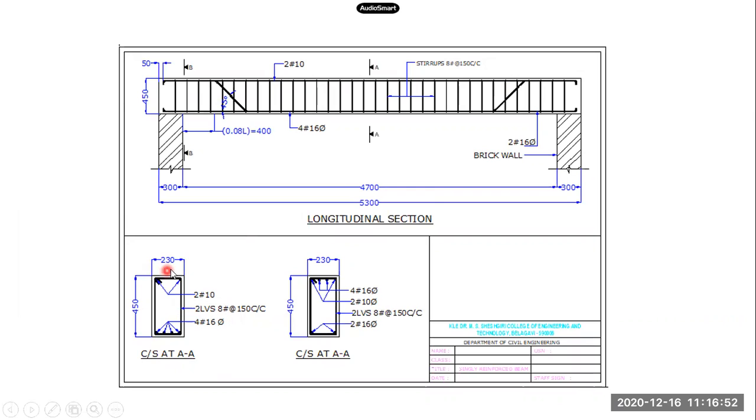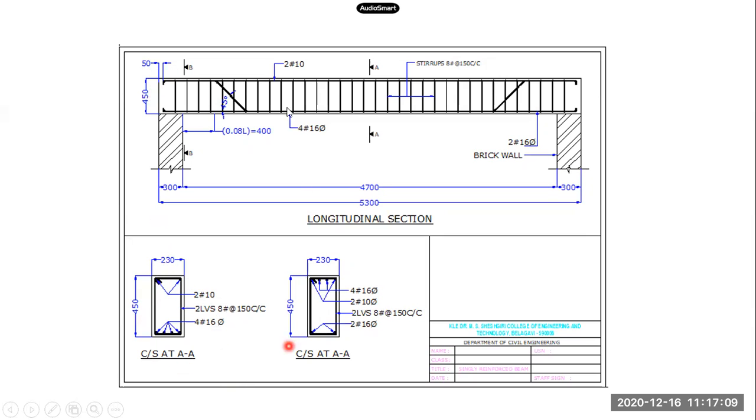Okay, what is the width of the beam? It is 230. The width of the beam can be seen in this cross section. So this is 230. Depth, you can see 450. Even in longitudinal section, you need to show this depth over here. Okay, so top 2 bars, hanger bars, are here.